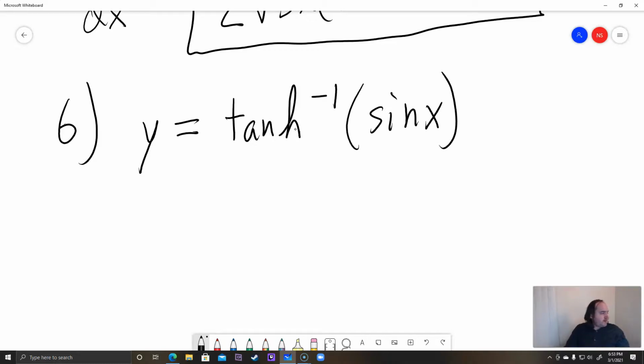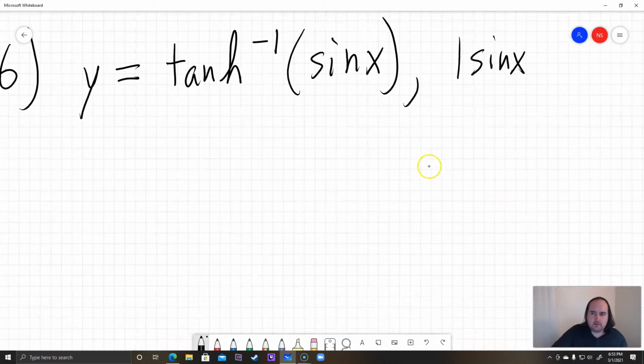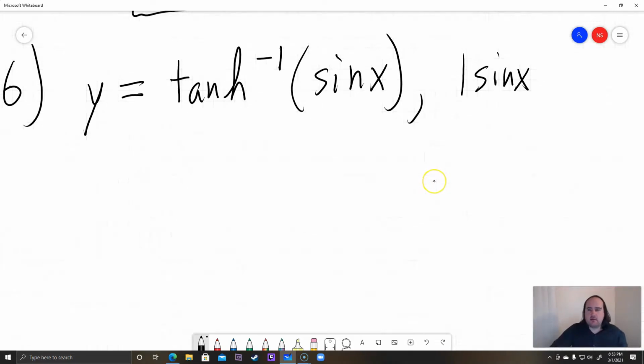All right, and here they're telling us that the absolute value of sine of x is less than 1. Okay, they're just telling us that information. And the reason they're saying that just has to do with domain. There's only certain values that you're allowed to plug into these functions. That's not too important, but that's why they're writing that.